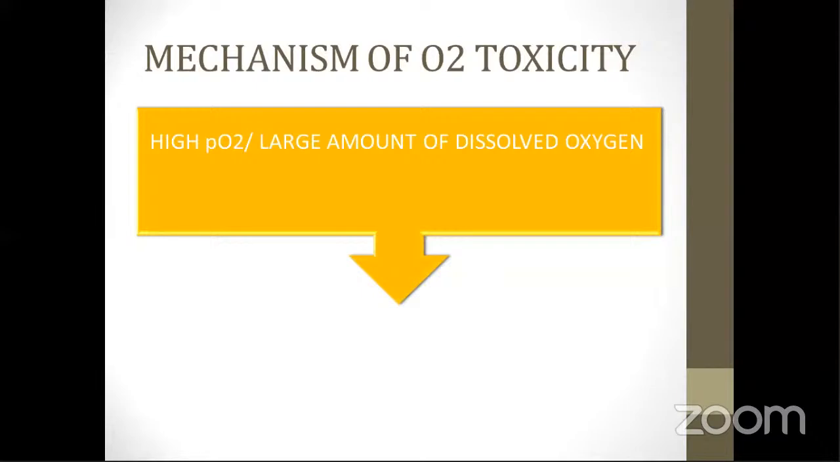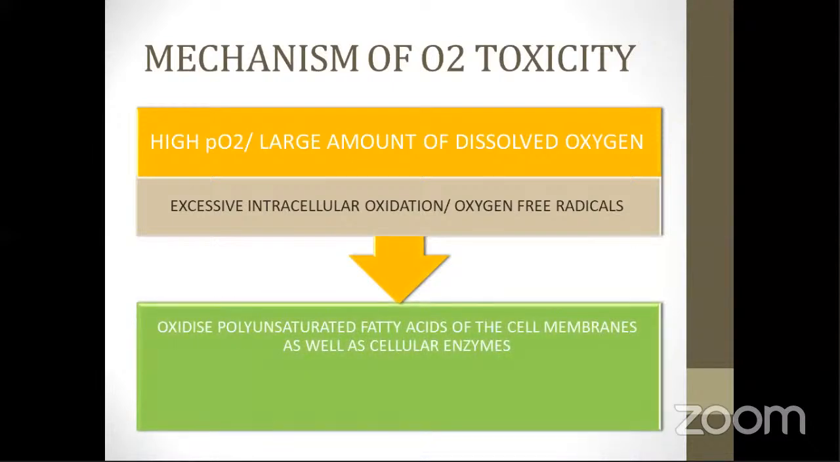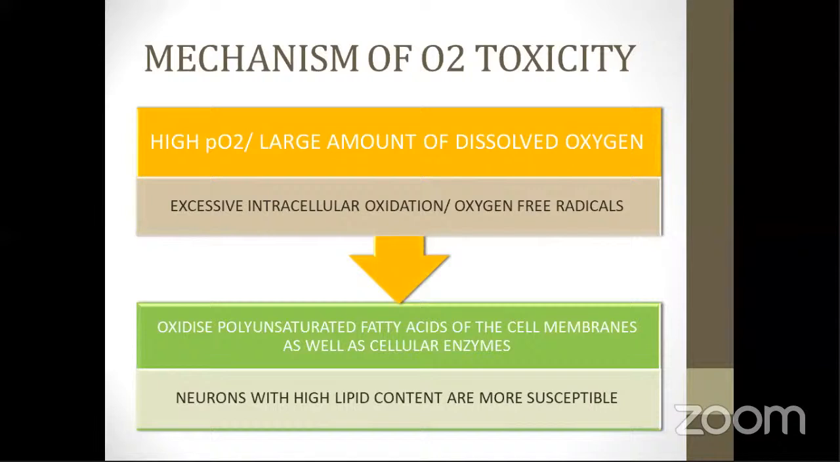There is high partial pressure of oxygen, there is a large amount of dissolved oxygen, and that will cause excessive intracellular oxidation or oxygen free radicals. These free radicals will cause oxidation of polyunsaturated fatty acids of the cell membranes, as well as cellular enzymes. And these polyunsaturated fatty acids are more in the neurons. We have seen in the case of nitrogen also, it is affecting mainly neurons. This oxygen also, because of the free radicals, affects neurons because of the high lipid content. Okay, so neurons with high lipid content are more susceptible. So this is the mechanism of oxygen toxicity.